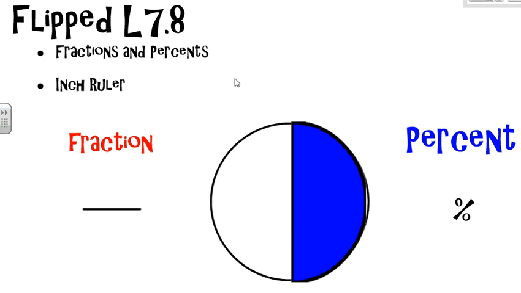This is Flip Lesson 7.8, looking at fractions and percents in the inch ruler. As we look at our picture here today, we're seeing an example of how to write these expressions like a fraction or a percentage. As I look at this circle, the question would be how much of the circle is shaded. And since we see there's a blue section and a white section, we would say one of the two sections has been shaded.